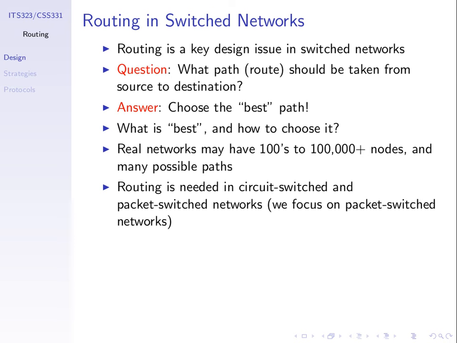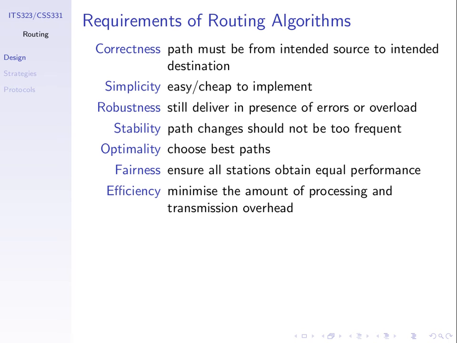What we want is some technique or an algorithm that says, given this source, given this destination, tell me the best path. That's what we need, a routing algorithm that will find the best path from source to destination. Such an algorithm has a number of requirements. Some are obvious, some are a little bit more complex. The first one is maybe obvious. If I have a routing algorithm that takes as input a source and destination, it must return a correct path.